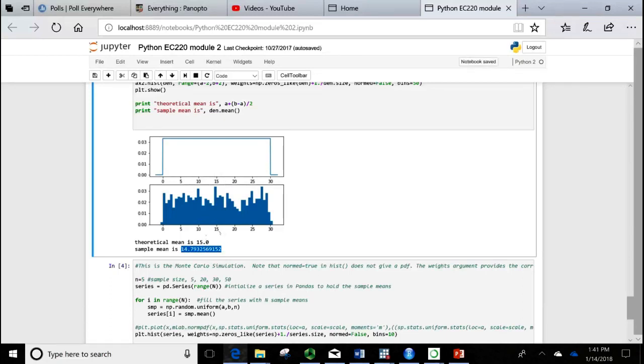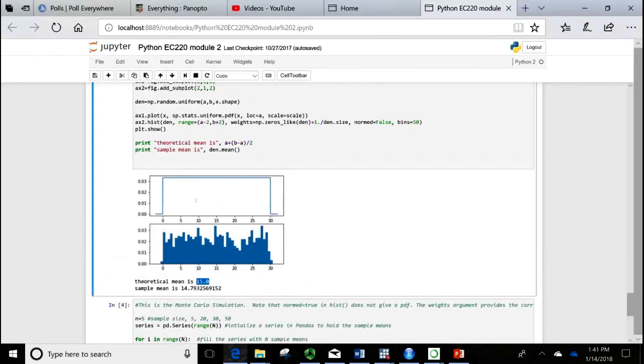When I keep repeating my sampling process over and over and over again, I'm undershooting it sometimes, I'm overshooting it other times. It's a random variable, this sample mean, but on average it seems to do a pretty good job estimating the value of 15, which is the true theoretical mean of the uniform distribution that I'm sampling from.